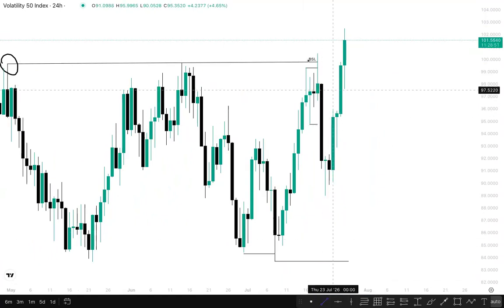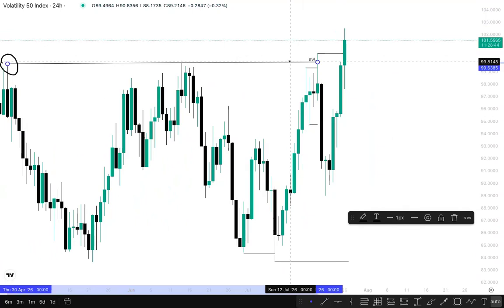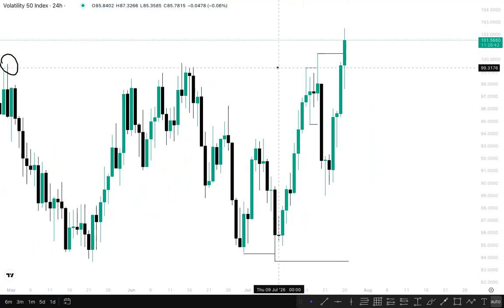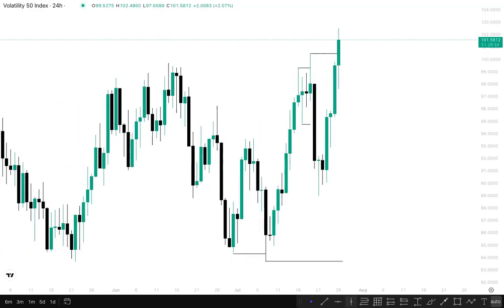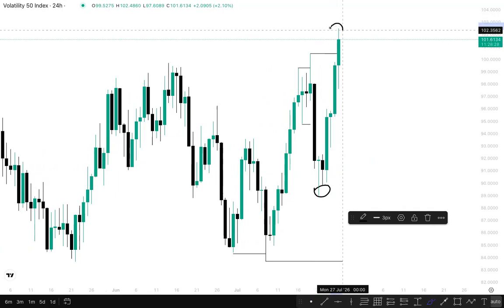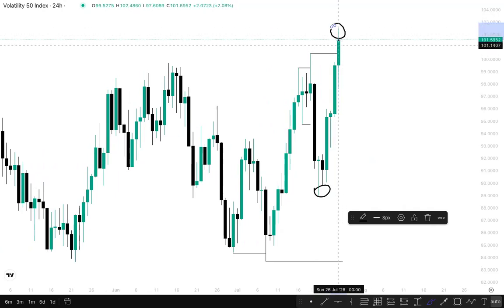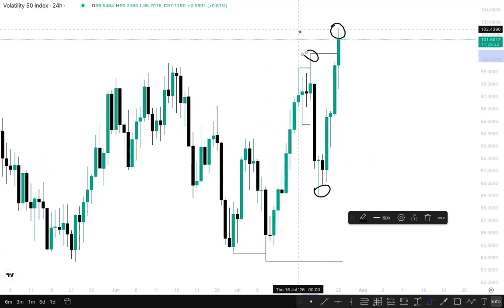Because it's obvious we now have a break of structure here. If price closes like this, we now have a break of structure here, which means I have a higher low and a higher high. That is only if this candle closes above this swing high resting above here.